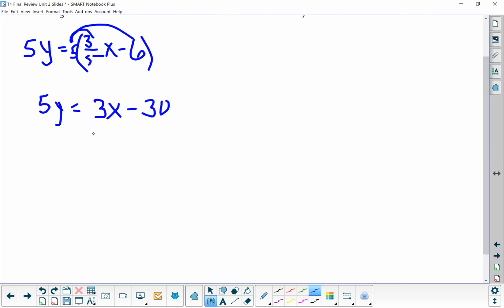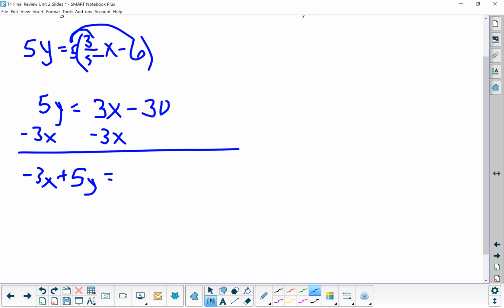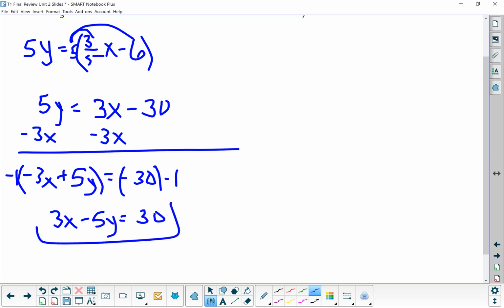Move the x's to the other side of the equation. So to do that, I subtract 3x. I have negative 3x plus 5y equals negative 30. I want my coefficient on my x to be positive, so I'm going to multiply everything by negative 1. And if I do that on the left, I do the same thing on the right. So this will become 3x minus 5y equals positive 30. And there is my equation in standard form.